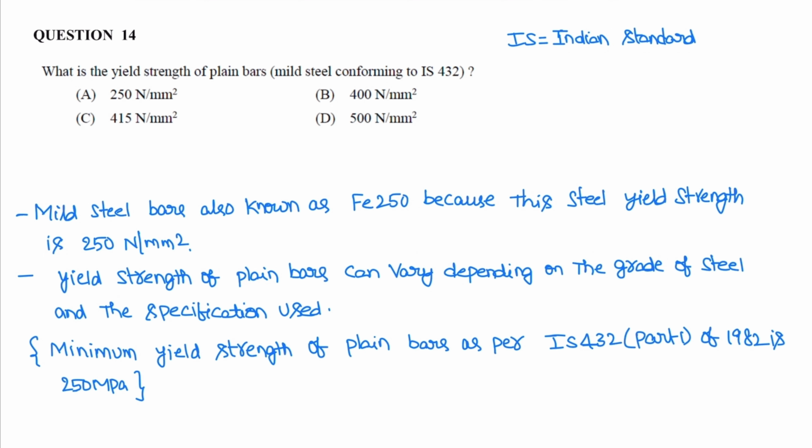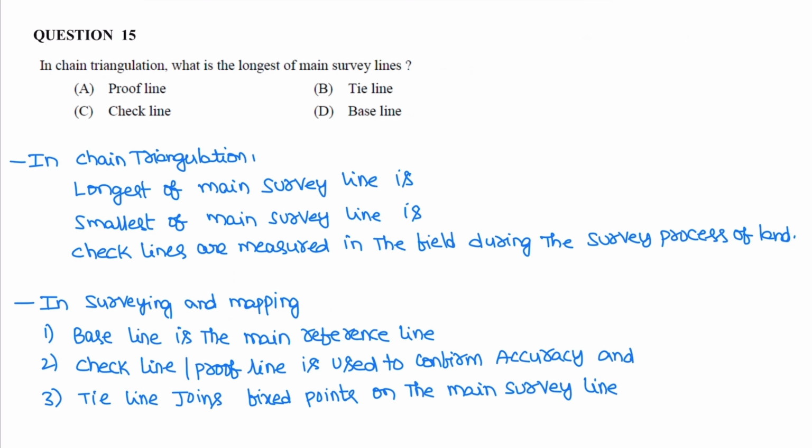What is the yield strength of plain bars? Mild steel conforming to IS 432. So Indian Standard 432. The mild steel bars are known as Fe 250 because this steel yield strength is 250 Newton per millimeter square, or it can also be termed as 250 MPa. This yield strength of plain bars can vary depending on the grade of steel and specification used. Correct option is A.